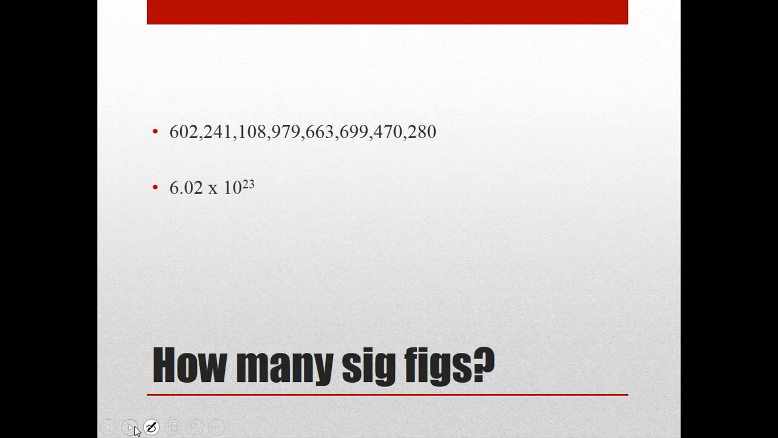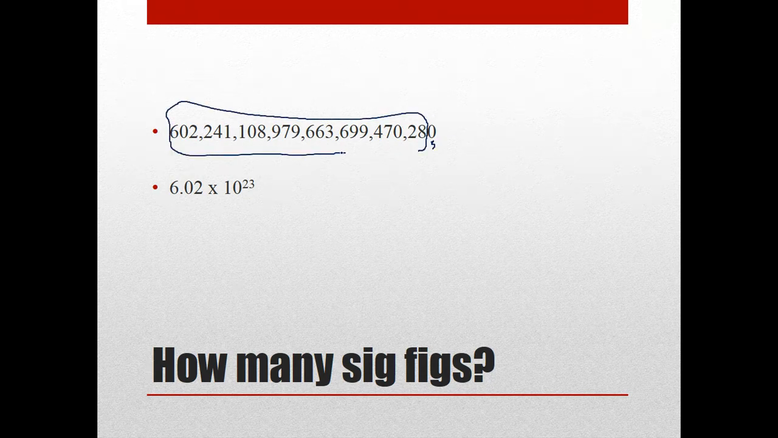So let's look at these 2 numbers and count the sig figs. So this first one is ginormous. So 602 sextillion, 241 quintillion, 108 quadrillion, 979 trillion, 663 billion, 699 million, 470,280 is what that number reads. How many sig figs? Well, all of them except this 0, because there's not a decimal. So that means all of these guys, 3, 6, 9, 12, 15, 18, 21, 22, 23. 23 crazy sig figs in that number.